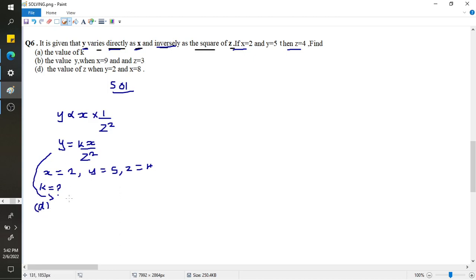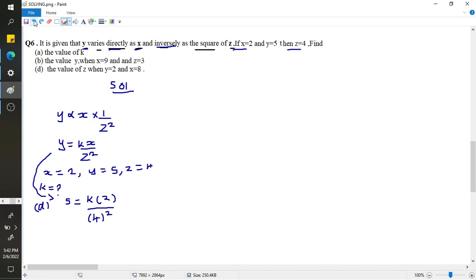Our y is 5. So we substitute. y is equal to 5. k is what we are looking for. Now x, we are told x is 2. And then we are also told that z is 4. Now this is squared, right? So look at this. We have 5, right? This is what we're going to get. 5 multiplied by that's 16. Okay, let me not do that.